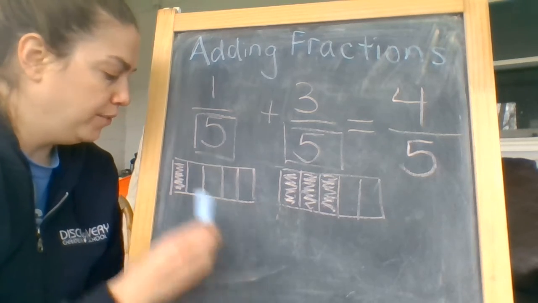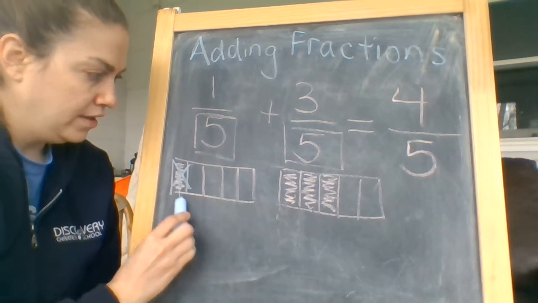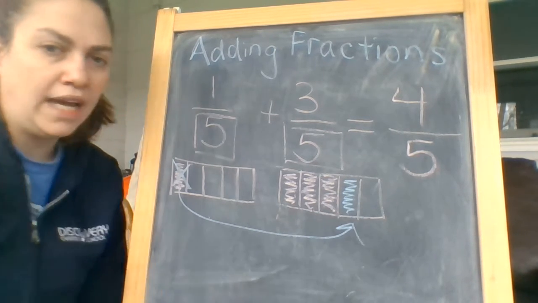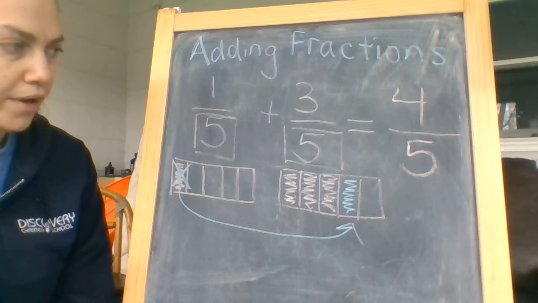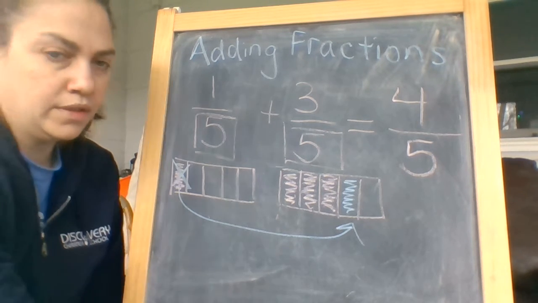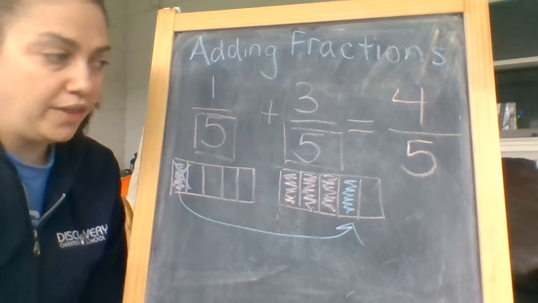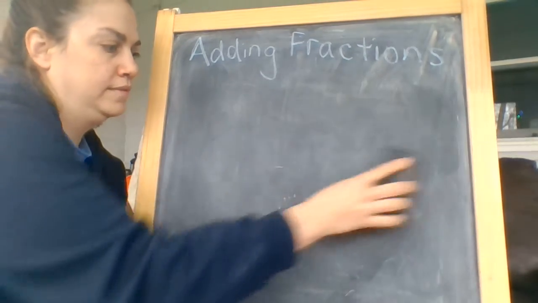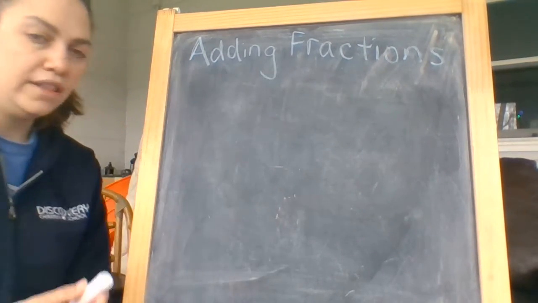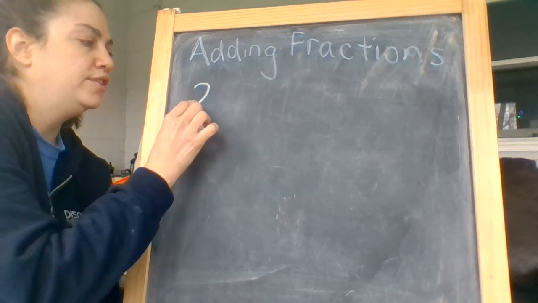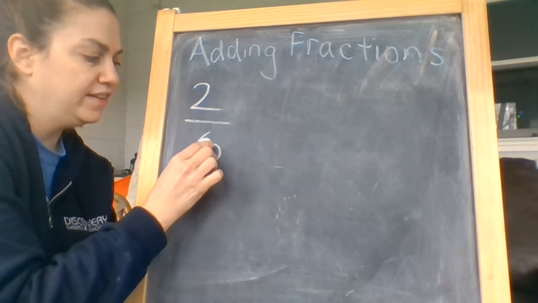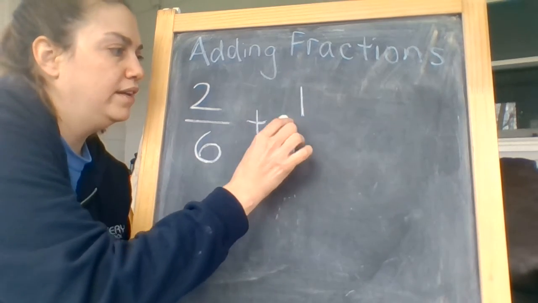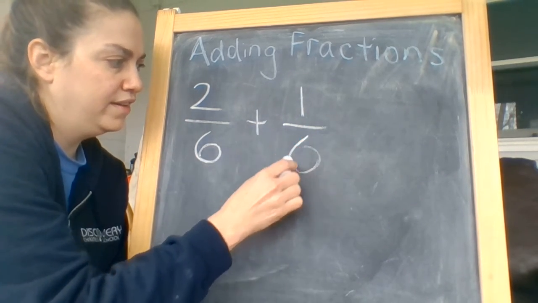And if I move that piece to this fraction bar, I can see that I have 4/5 shaded in. Let's erase, and I'm going to do another one. Let's do 2/6 plus 1/6.